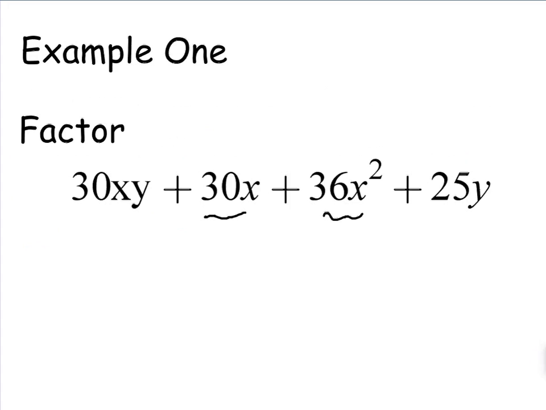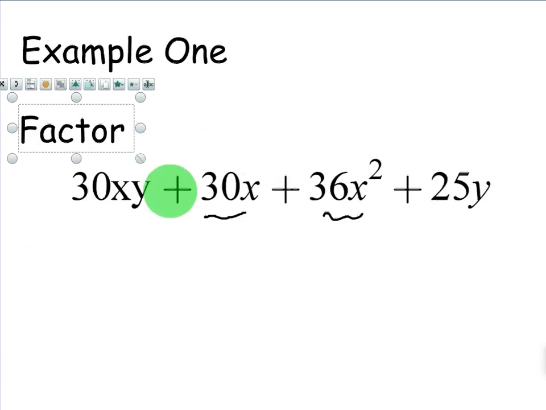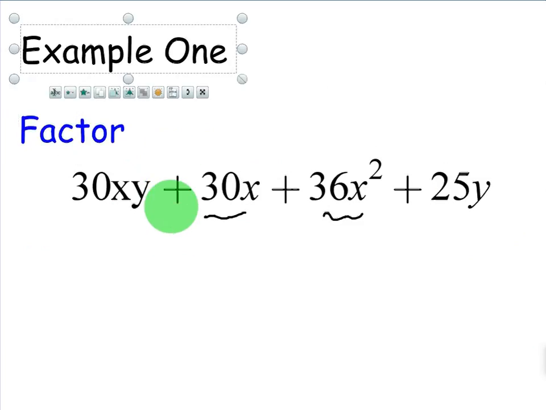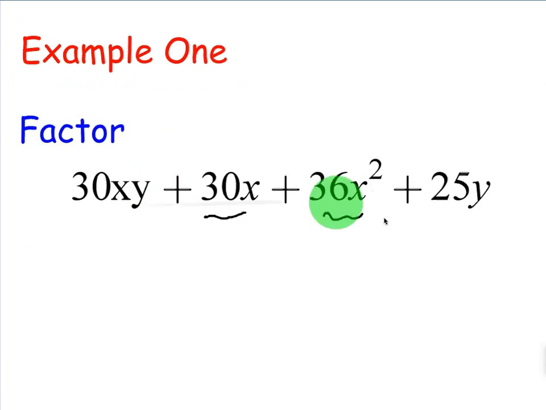Okay, so we have 30xy plus 30x plus 36x squared plus 25y. And the directions say to factor. So again, you have 4 terms. You can't use the X method. It's going to be factor by grouping. That's the method we're going to use when you have 4 terms.